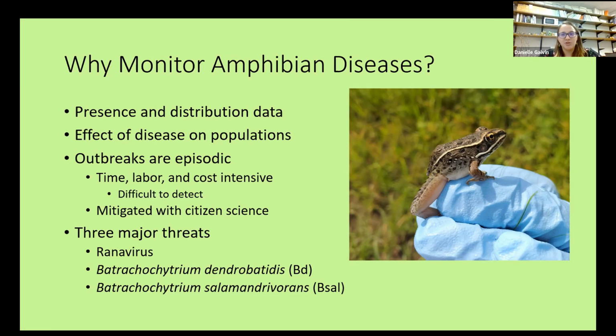Amphibian diseases are major threats to amphibians all across the world. As we might know, amphibian populations all around the world are suffering declines for many different reasons. There are 3 different diseases which I will focus on for my own collection efforts. These include Ranavirus, Batrachochytrium dendrobatidis, or Bd, and Batrachochytrium salamandrivorans, or Bsal.